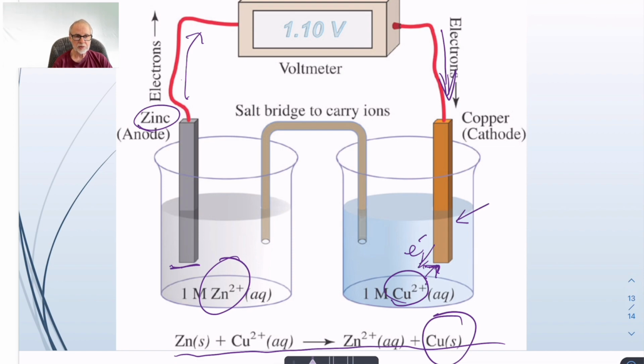All right. So simple: zinc's oxidized, the copper ions are reduced, and the electrons are transferred through an external circuit. That's a battery. That's how a battery works. It's a simple battery. That's how it works.